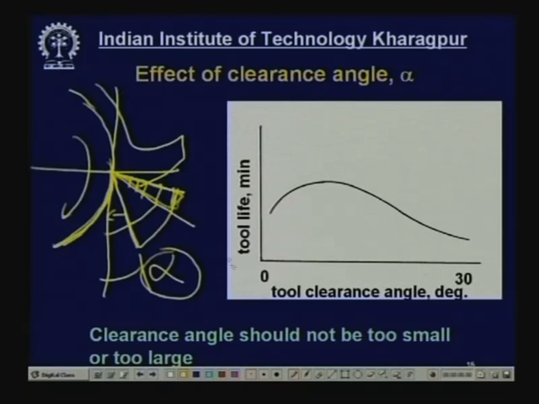Now, this diagram depicts this thing. If you plot tool life versus tool clearance angle, this is the optimum, say 5 to 7 degrees. If it is less than that, then the tool life will gradually decrease because of rubbing action, and if we increase it, then this will improve, but if it is too large, then it can decrease again. So, this clearance angle should be very carefully chosen for getting desirably high machinability.